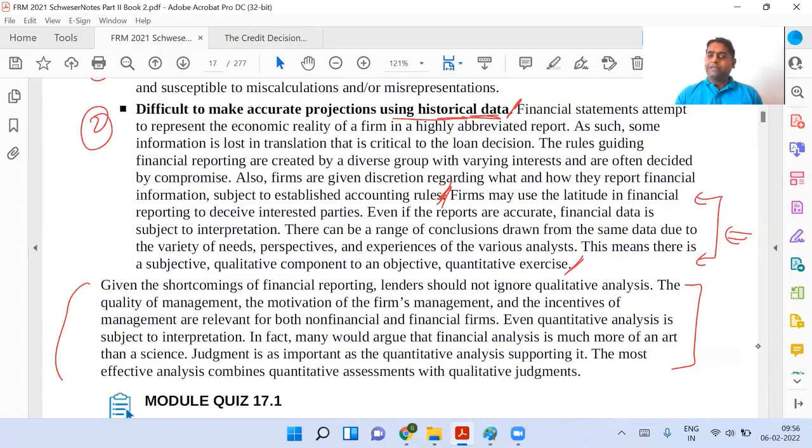Okay, so this last paragraph is more generic in nature. There's no important point as such. Okay, you can read this out. It is only giving you the idea that qualitative assessment should not be ignored.